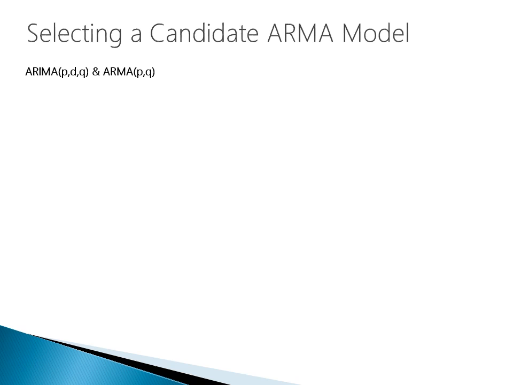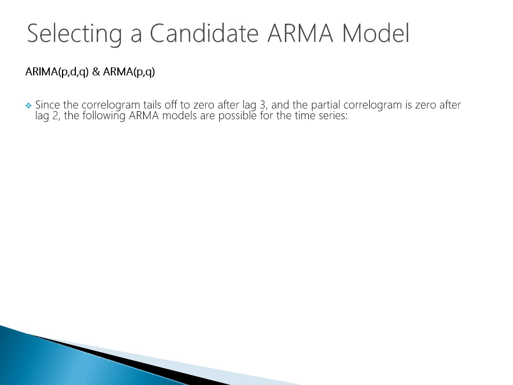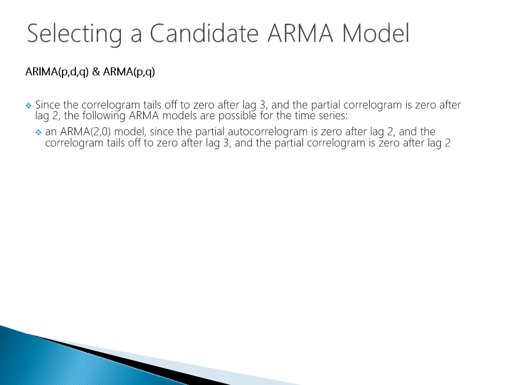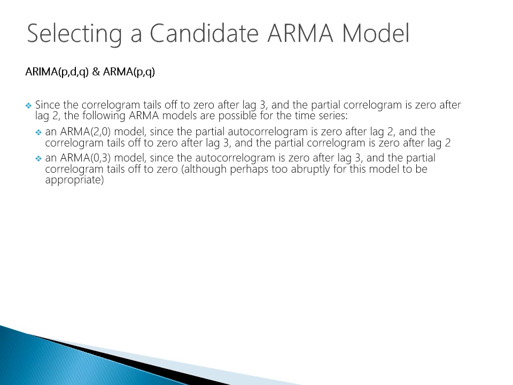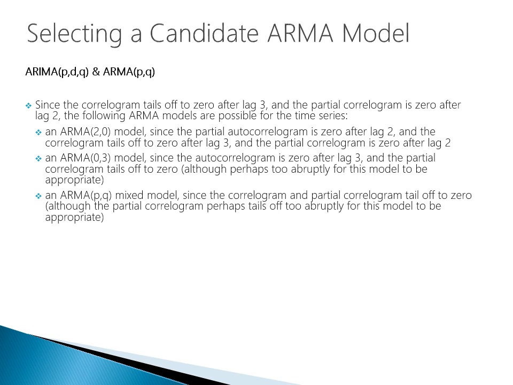So when talking about selecting a candidate ARIMA model, like before, since the correlogram tails off to 0 after lag 3, and the partial correlogram is 0 after lag 2, the following ARIMA models are possible for this time series. We have an ARIMA(2,0,0) model, we have an ARIMA(0,0,3) model, and we have our ARIMA(p,0,q) mixed model.